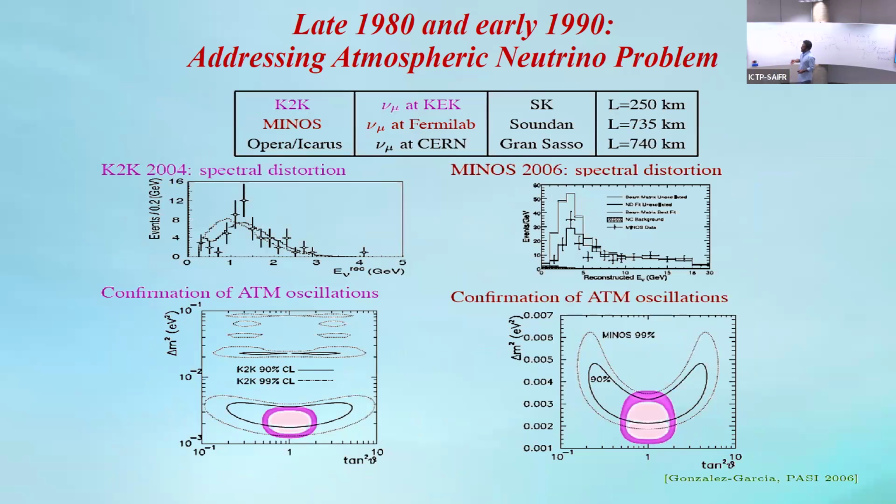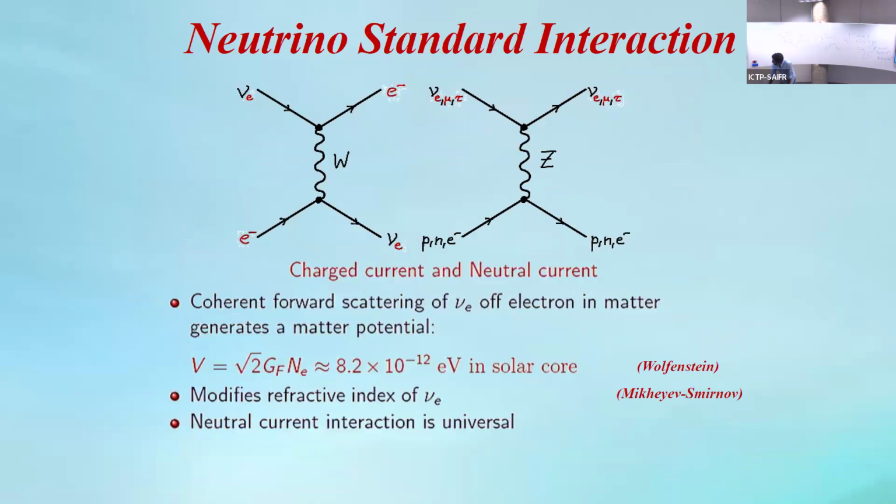So then different experiments come and confirm this type of hypothesis. I'm just mentioning those names: K2K, MINOS, OPERA, all are basically observing similar sorts of events. Slowly people started converging on this viewpoint that due to oscillation, these are the things happening. And now many experiments have proved that.